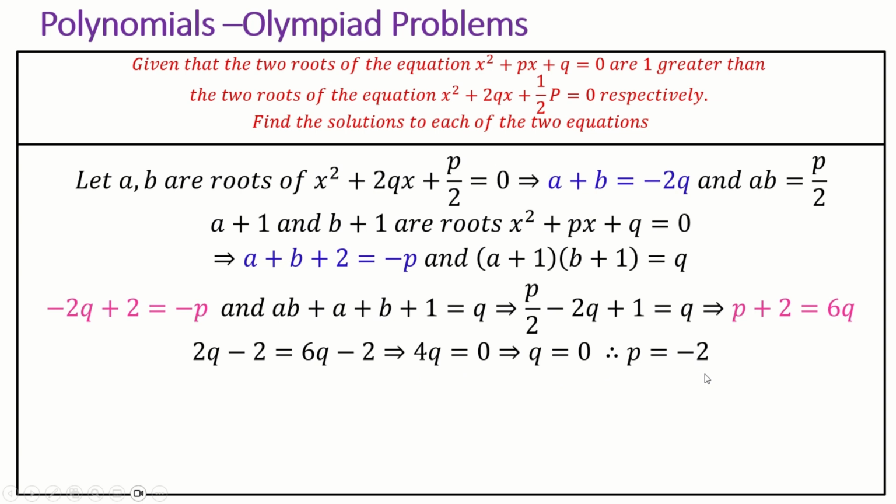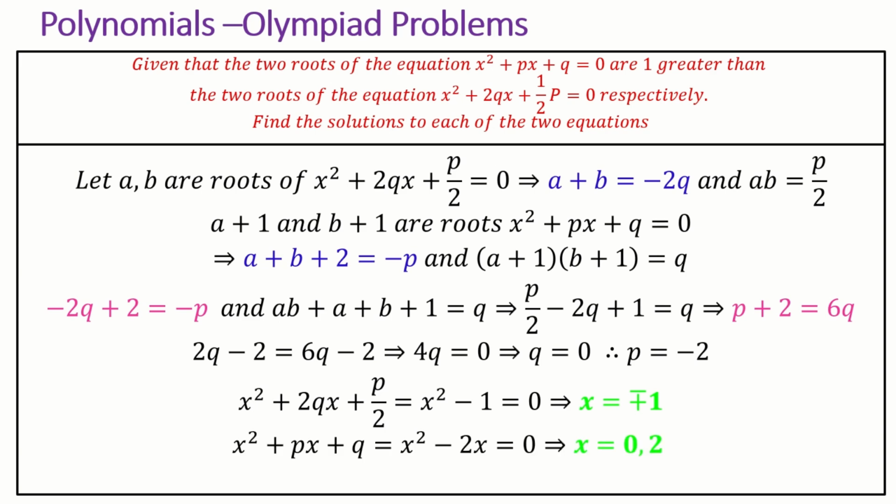Now we got p and q values. Which means you substitute it here, what you will get is x square minus 1 equal to 0. That means x equal to plus or minus 1. This is the roots of the second equation. Now, the first equation roots, obviously you don't need to actually find out, they are plus 1 to this value, right? Or you substitute in the equation and you can find out the roots are 0 and 2.